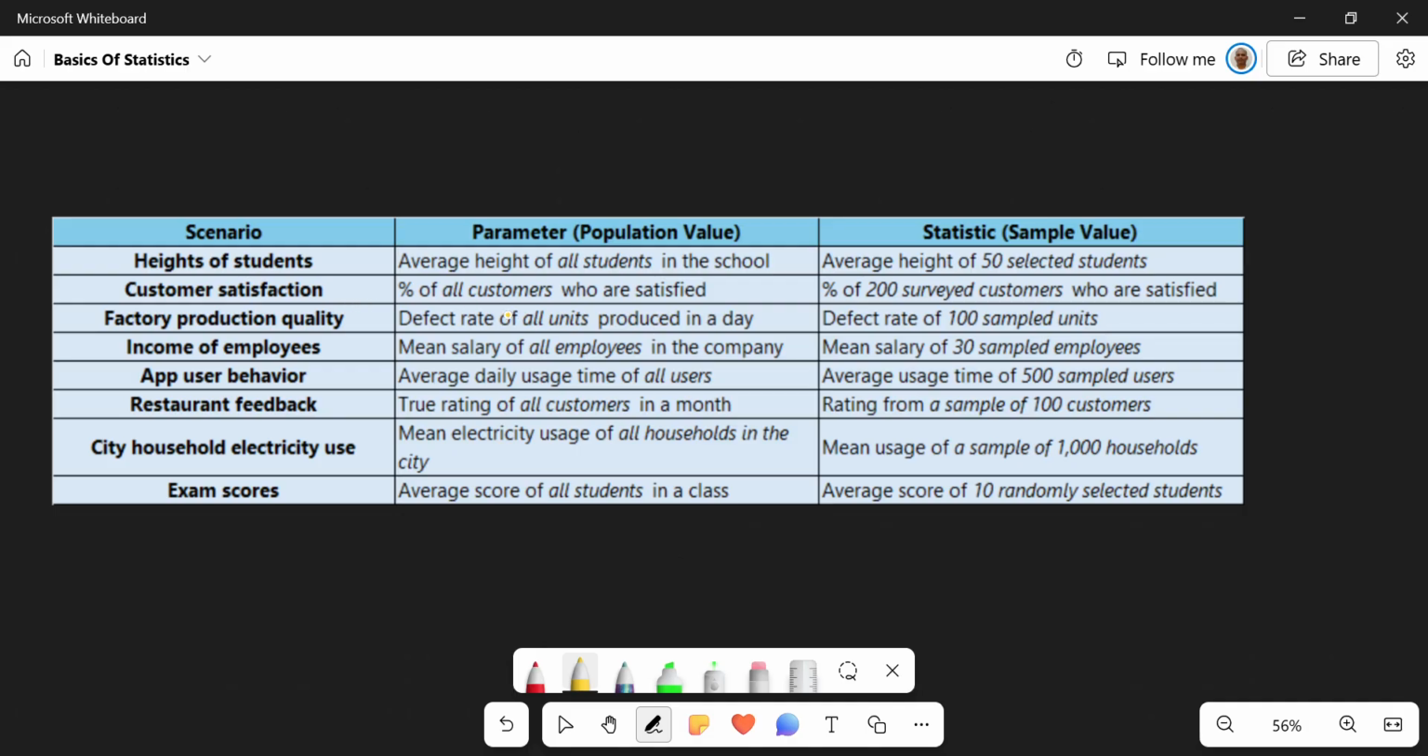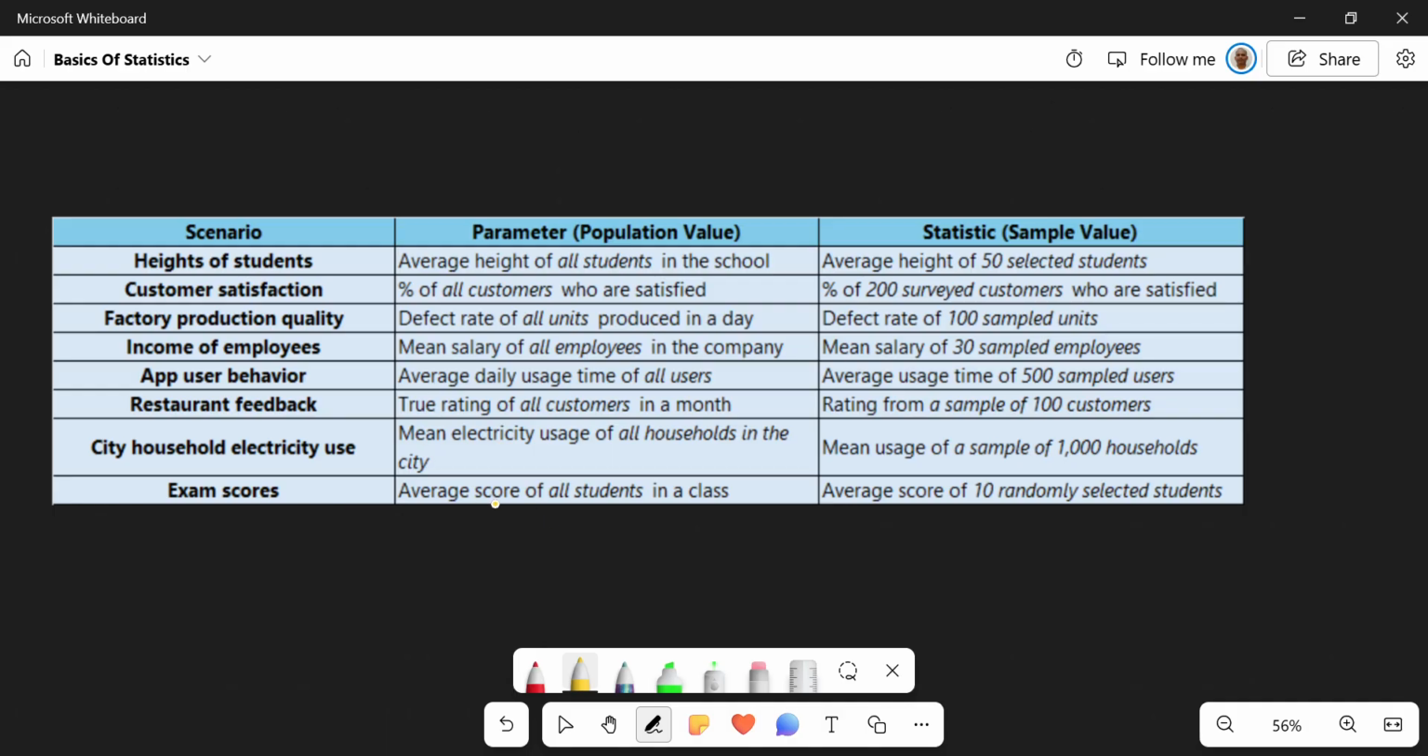Customer satisfaction score: the percent of all customers of a company who are satisfied is a population parameter, right? But when I talk about a sample, the percent of 200 surveyed customers who are satisfied, that will be called a statistic. Why? Because this is for a sample, not all the customers, right?